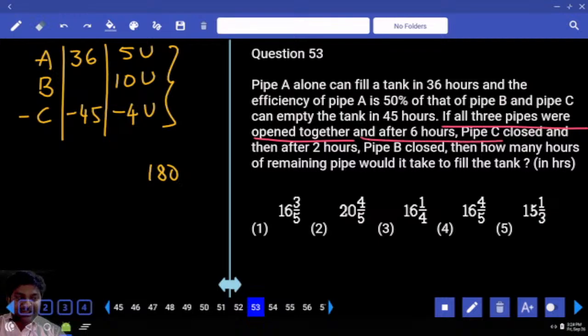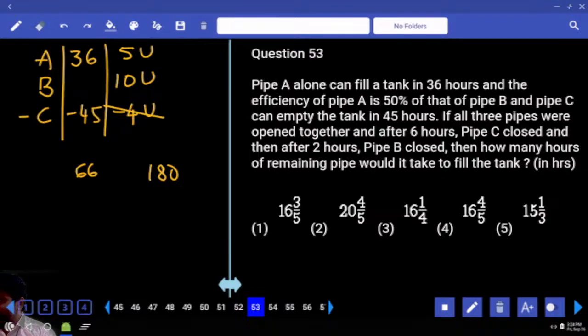And after 6 hours, pipe C is closed. That means first 6 hours, all 3 were open. All 3 together will do 11 units. If they are open for 6 hours, 66 units of work is already done. After that, C is closed. Then which are open?